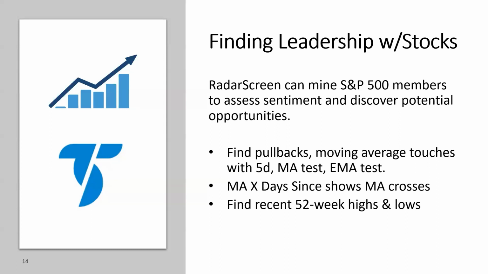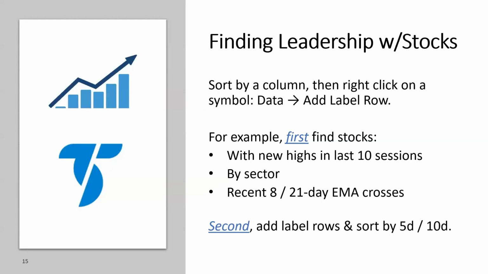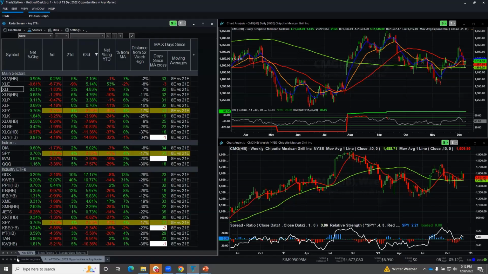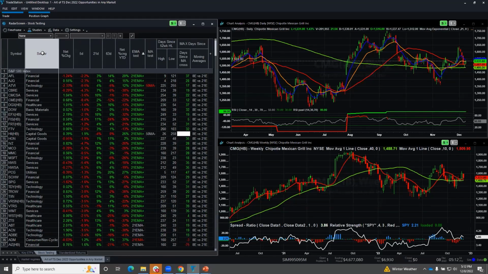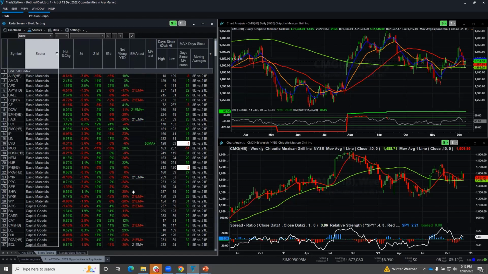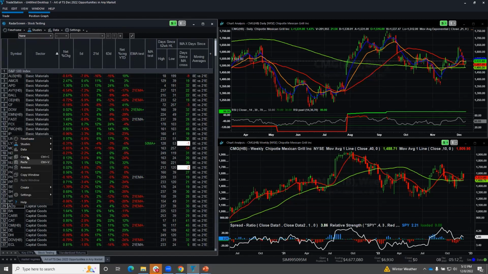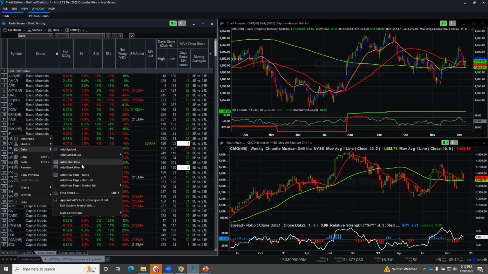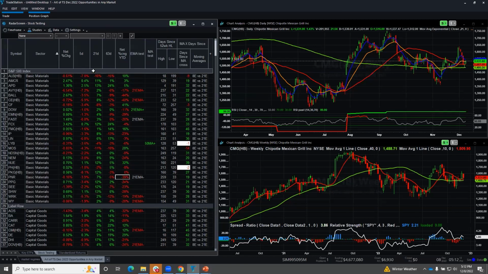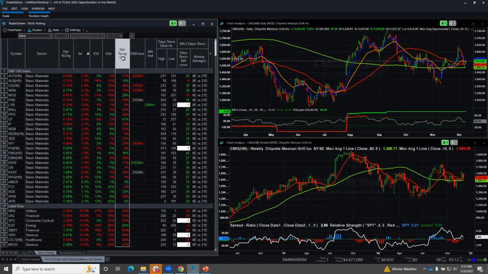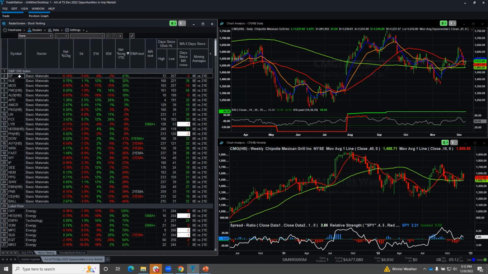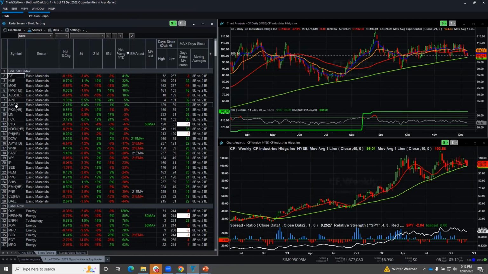Let me just make sure I covered everything. The last one, like I said, is sector. You can look here and sort by sector. You can say, you know what, material stocks are doing well, let's see what's happening with those. You go to data, add label row, and now let's see which material stocks are doing best on a year-to-date basis. And we have something like CF, a fertilizer stock.